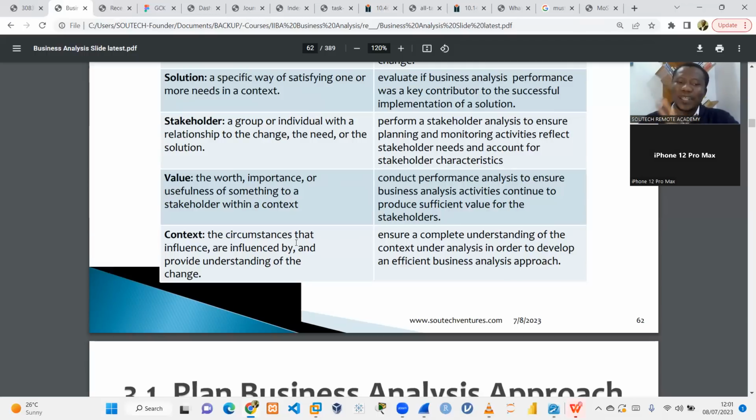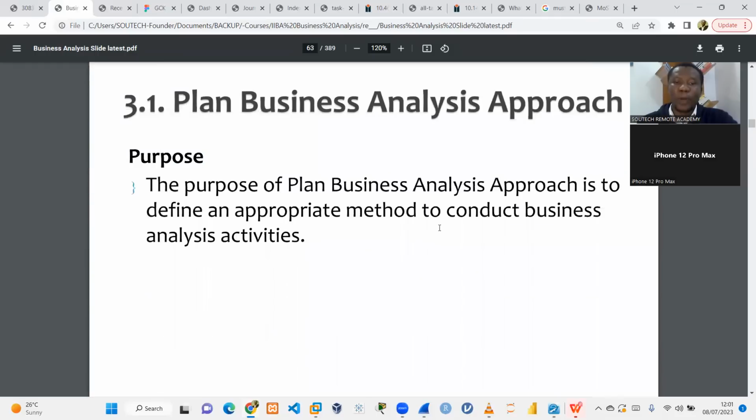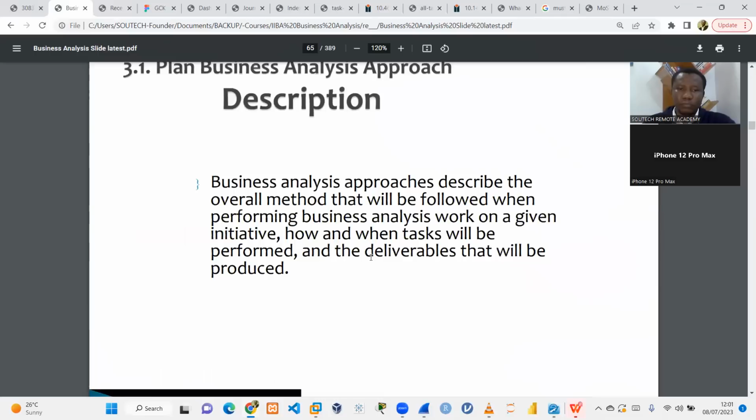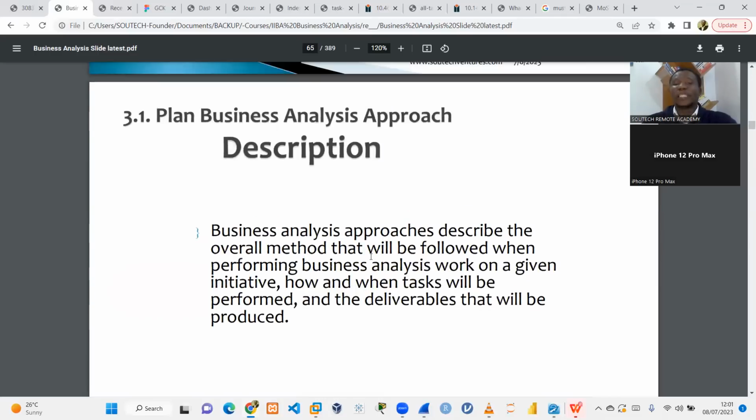So, because in that context, to meet that need, that is what can serve that particular need. So purpose. The purpose of plan business analysis approach is to define an appropriate method to conduct business analysis activities. So you have to ask yourself, all the things I'm going to do as a business analyst, I have to plan it.